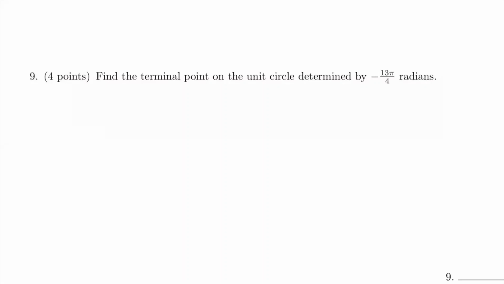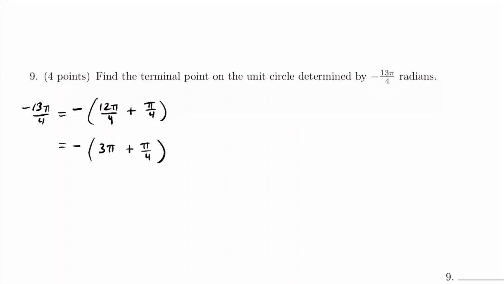So here's number 9. I'm going to go ahead and rewrite this angle right here so that I know how to sketch it, or you can convert it to degrees. So -13 pi over 4. Well, 4 divides 13, so let's put the negative outside. Negative just means you're going clockwise. So you have 12 pi over 4 plus 1 pi over 4. That's 13 pi over 4. This is 12 over 4, that's 3 pi plus pi over 4. So we're going to draw this, but negative just means we're going to go clockwise.